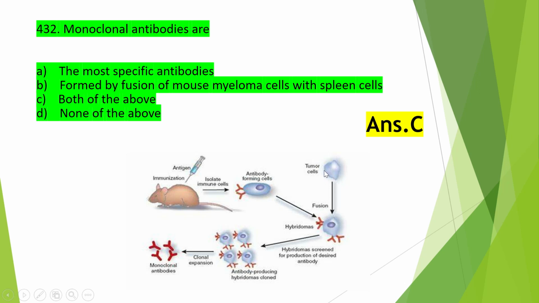Why do we fuse this immune cell with the tumor cell? Because the tumor cell continuously produces the antibodies or immune cells, the same type of immune cells, that is the monoclonal. So this hybridoma is screened for production of the desired antibody. So antibody producing hybridomas are cloned, and clonal expansion forms the monoclonal antibodies.